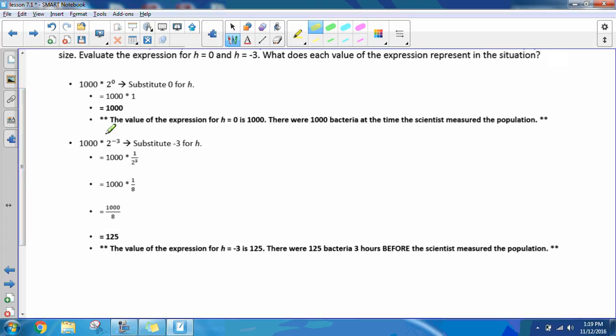Next, we'll substitute h equals -3. Well, 2 to the -3rd power, I can rewrite as 1 over 2 to the 3rd power, which is equivalent to 1 over 8, and when I multiply it by 1,000, it equals 125. The value of the expression for h equals -3 is 125. There were 125 bacteria 3 hours before the scientists measured the population.